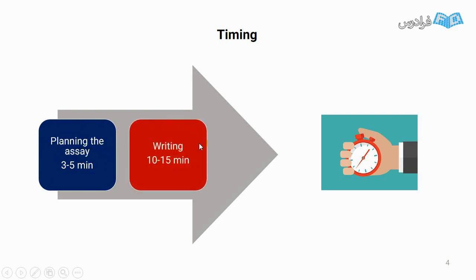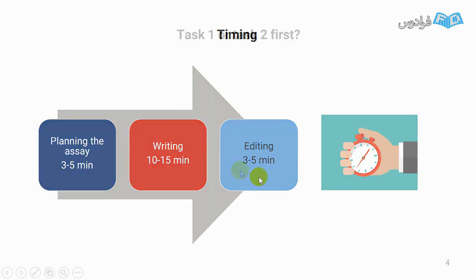And another point is writing. You have to spend between 10 and 15 minutes on this part. And the final step that is really important is proofreading and editing your work. It takes between 3 and 5 minutes. This is a really important step because sometimes you have made really unimportant mistakes that you can correct.